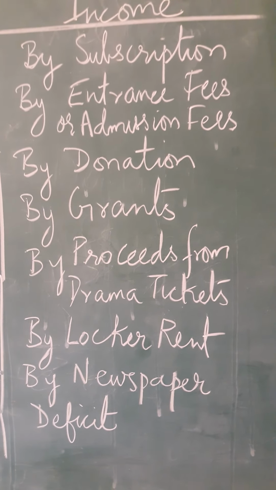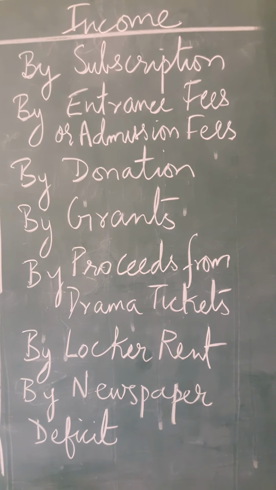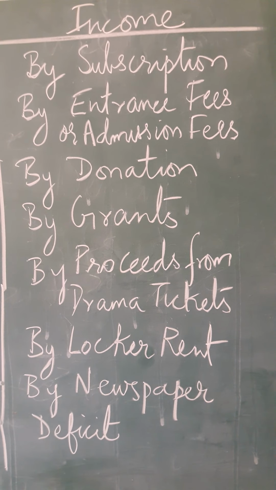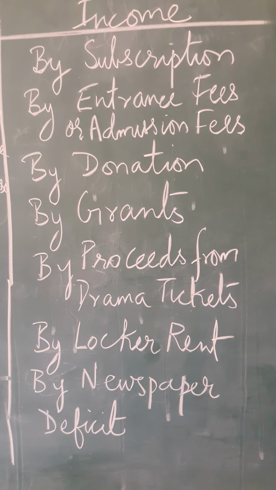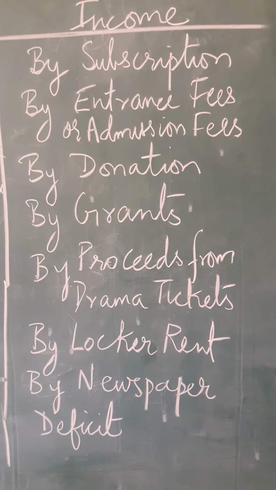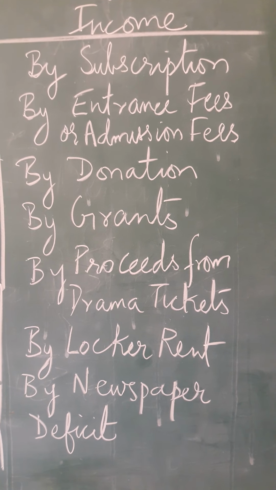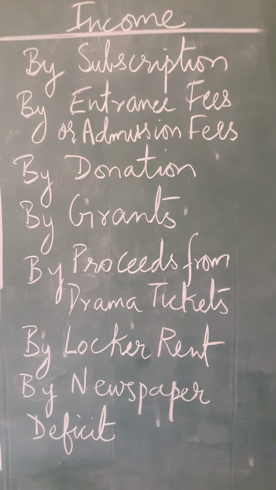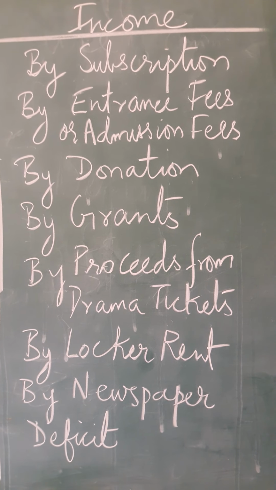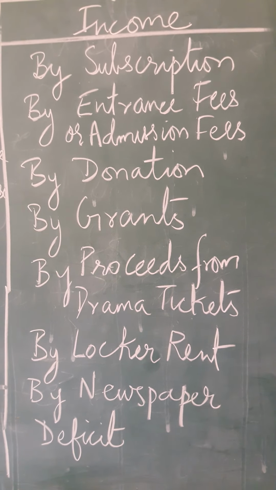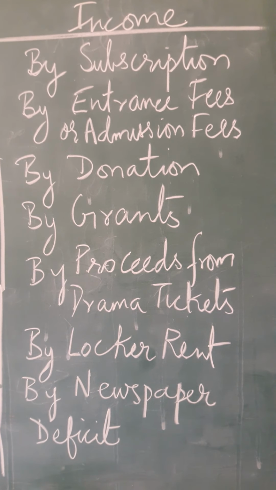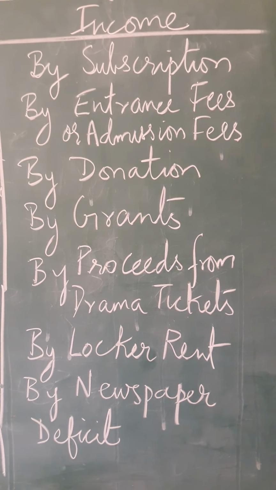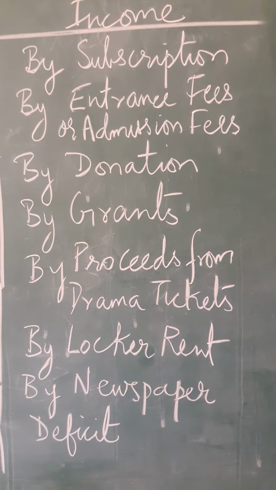Then comes proceeds from drama tickets. Proceeds means what you're earning by selling drama tickets or tournament tickets. So all those proceeds are also an income for NPO. The next one, if an NPO, if a club has locker facility, then the user of the locker will pay rent to the organization. So locker rent is also an income.